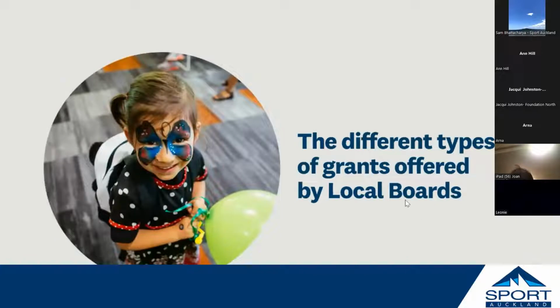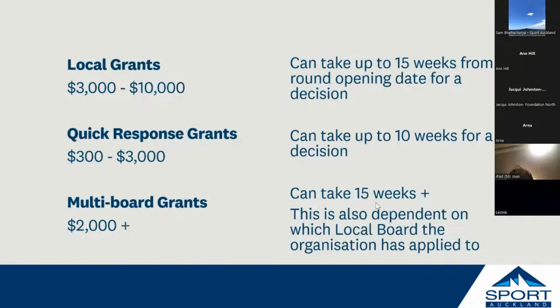Okay, so the different types of grants offered by local boards. There are three main grant types. So local grants, so the minimum amount you can apply for is $3,000 and up to $10,000. It can take 15 weeks from the round opening date for a decision to be made, and then the quick response round. So between $300 to $3,000.